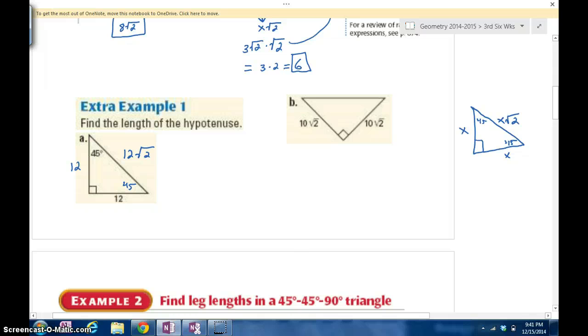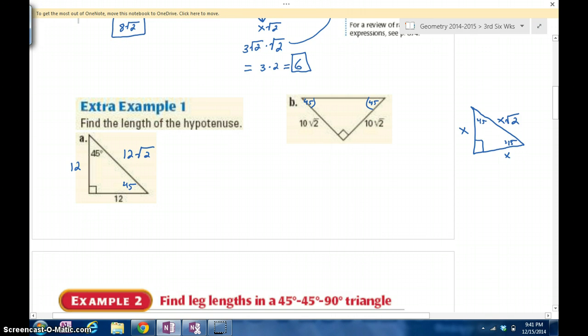B is very similar. Again, when we have two side lengths that are the same measure, the angles opposite are also the same measure. And since this is 90, they must be divided by 2, which is left over, makes them 45. This was from a previous lesson.